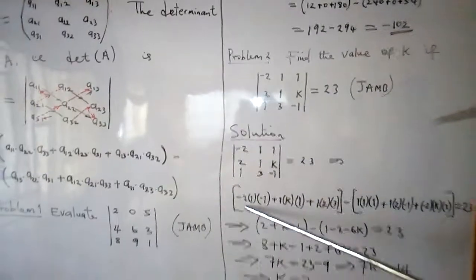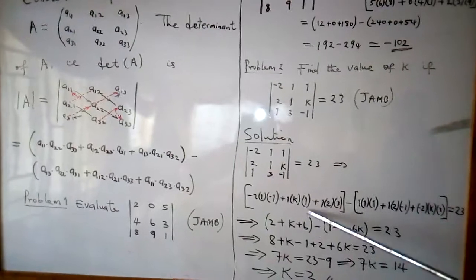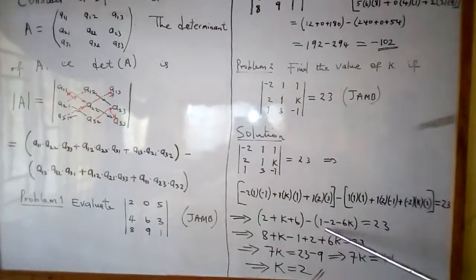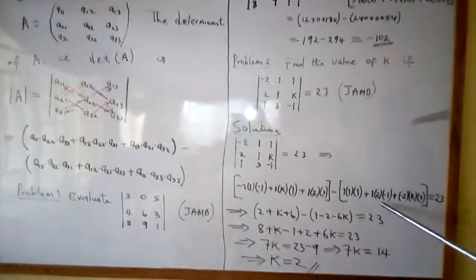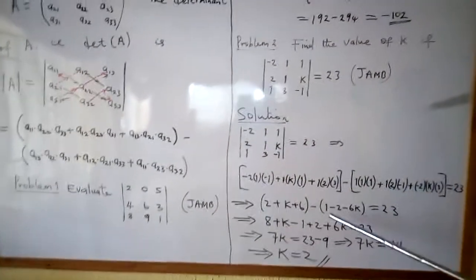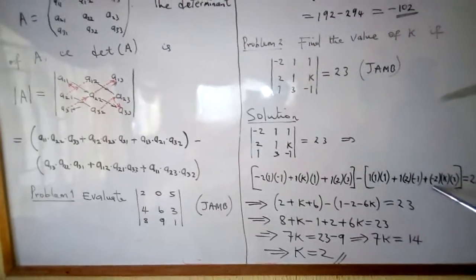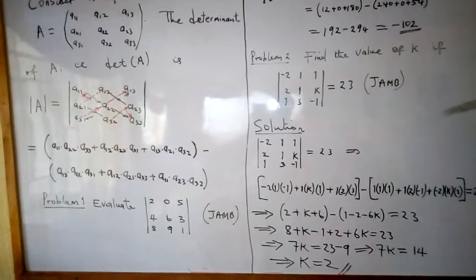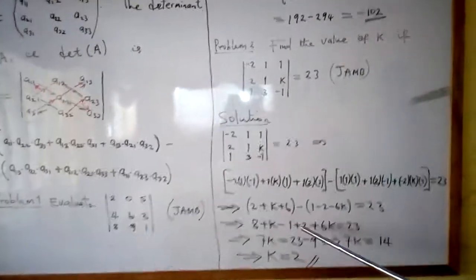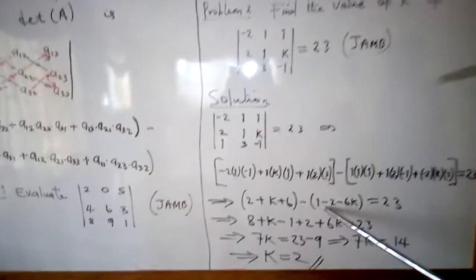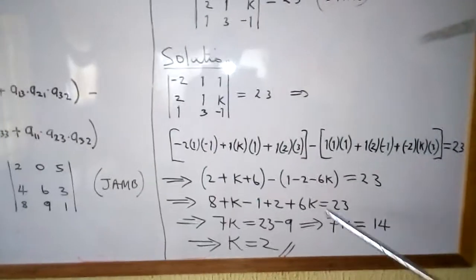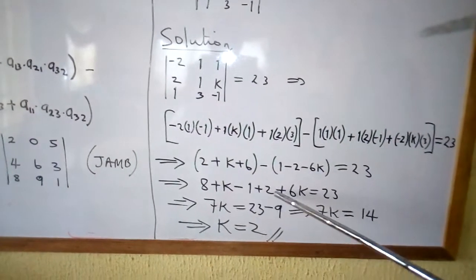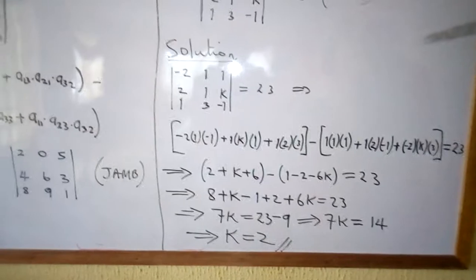So this is minus 2 times minus 1, this is 2. 1 times k times 1 is k. 1 times 2 times 3 is 6. Minus 1 times 1 is 1. Plus 1 times 2 times minus 1 is minus 2. Minus 2 times k times 3 is minus 6k, equals 23. So if you open the bracket, you have 8 plus k minus 1 plus 2 plus 6k, because when you open the bracket, the sign inside will change. That gives us 8 plus k minus 1 plus 2 plus 6k equals 23.